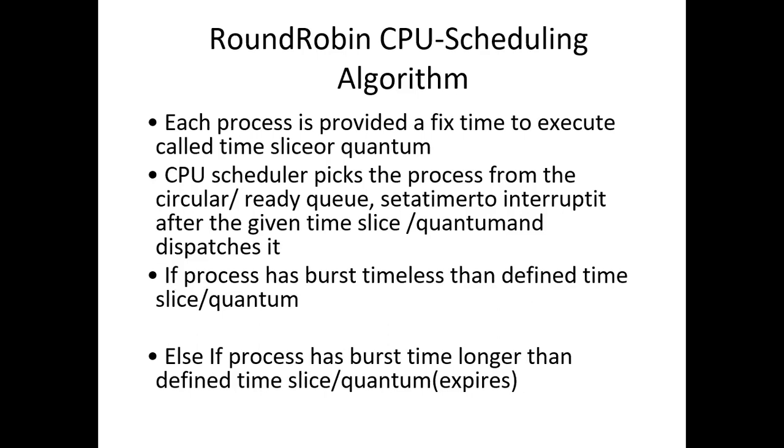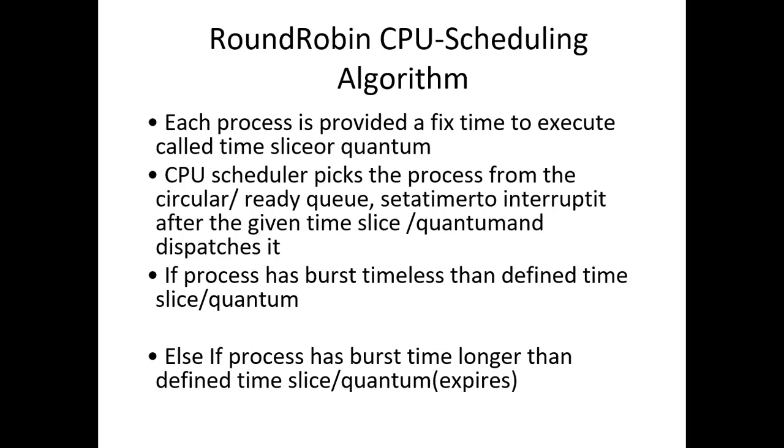If a process has burst time less than the defined time slice or quantum, the process will leave the CPU after completion, and the CPU will proceed with the next process in the ready queue, the circular queue. Else, if a process has burst time longer than the defined time slice, it is preempted. This is the round robin CPU scheduling algorithm. In the operating system, a timer will be stopped and it causes an interruption to the OS.